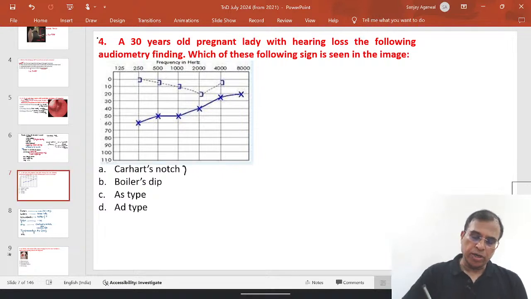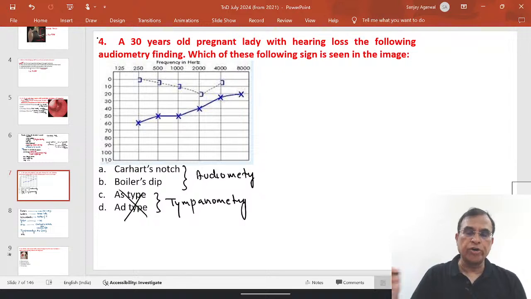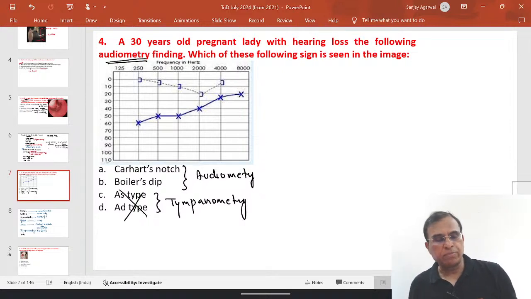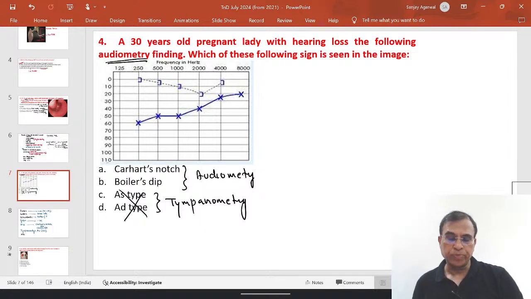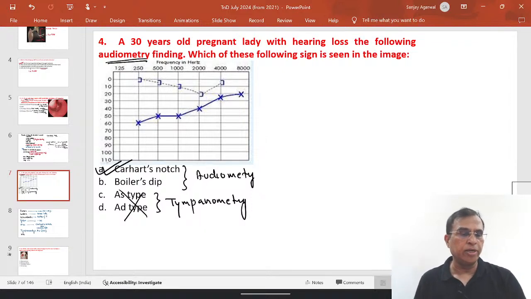So these two are audiometry findings and these two are tympanometry findings. So straight away these two are out because this is an audiogram. It's written also audiogram. It's not a tympanogram. So C and D are absolutely out. So it has to be one of the two. And this is a Carhart's notch, as most of you know already.